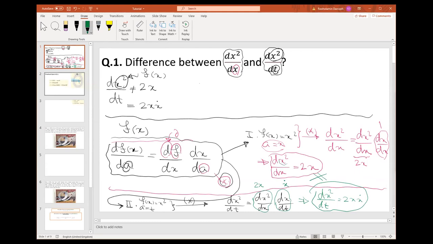Then it depends. If you take the derivative of x squared with respect to x, the result is 2x. But if you take it with respect to time, it is 2x x dot. Hopefully now it's clear. Any question? You can call what we call the chain rule implicit differentiation as well. Is it clear? Can we move to the next question? Thank you.